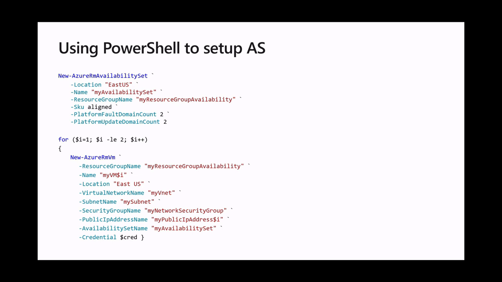The second command is basically just creating two virtual machines with a loop, which you can see. Again, no rocket science here, pretty much straightforward. You just specify some of the minimum parameters to create a virtual machine, and off you go.